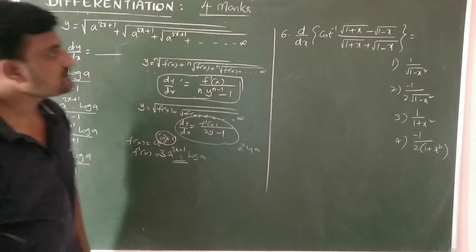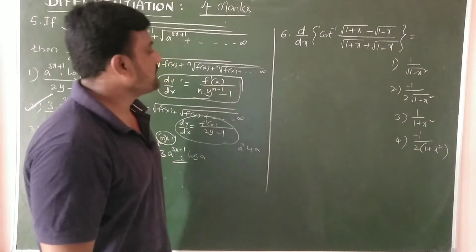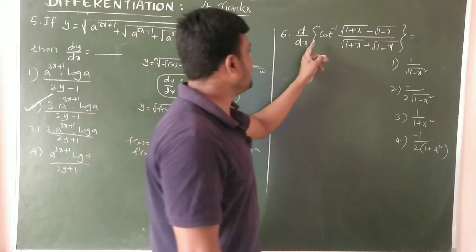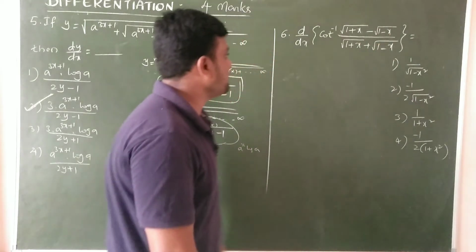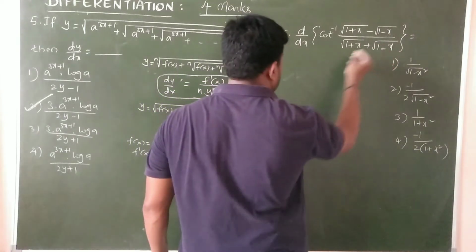Okay, let us do the next one. d by dx of cot inverse of (under root 1 plus x minus under root 1 minus x) by (under root 1 plus x plus under root 1 minus x) equals to.